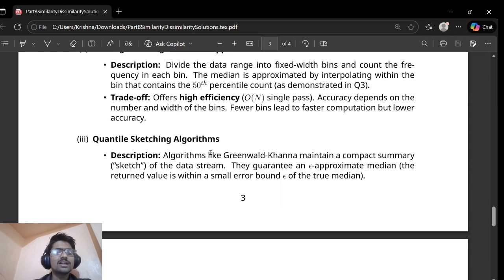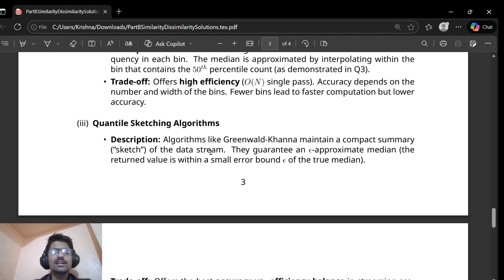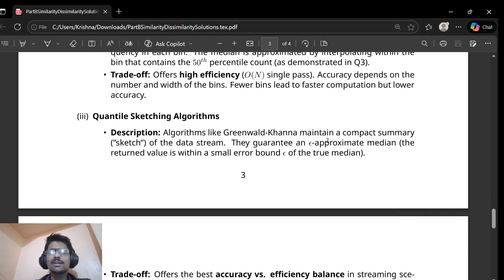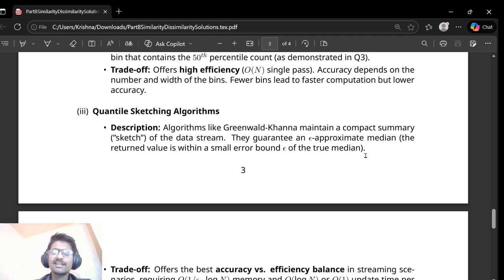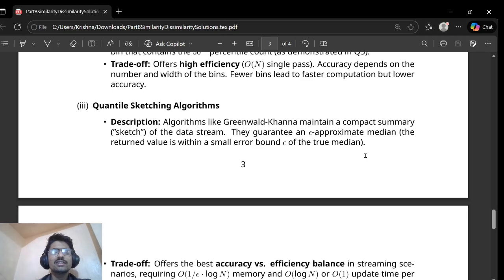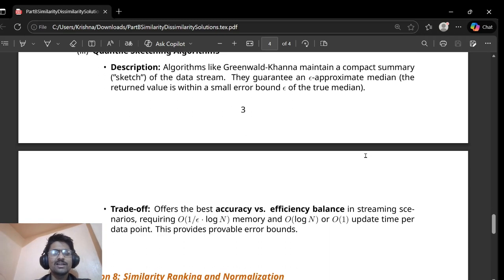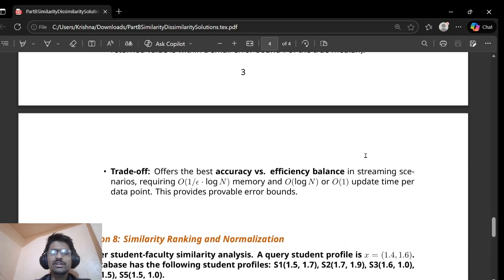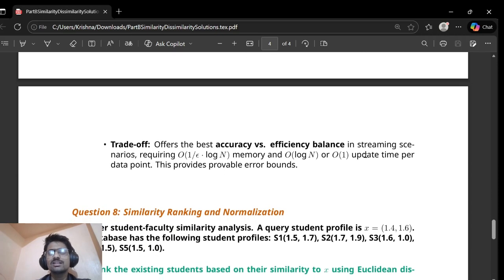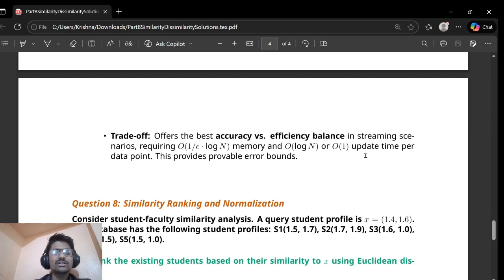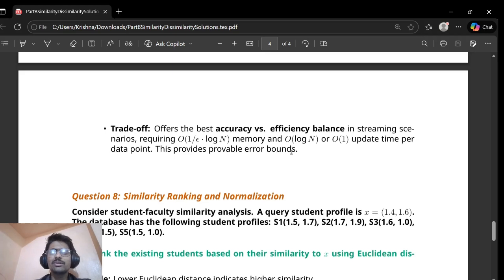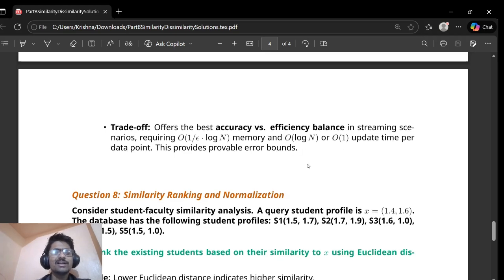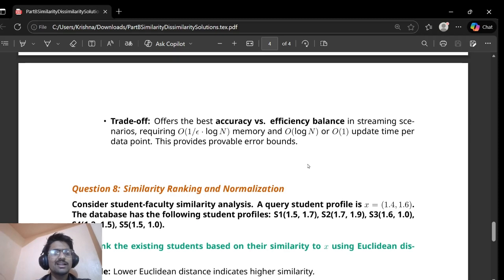The third is the quantile sketching algorithm. Description: algorithms like Greenwald-Khanna can maintain a compact summary sketch of the data stream. They guarantee an approximate median, where the returned value is within a small error bound of the true median. Trade-off: it offers the best accuracy versus efficiency balance in streaming scenarios, requiring O(1/ε log n) memory and O(log n) or O(1) update time per data point. This provides provable error bounds.